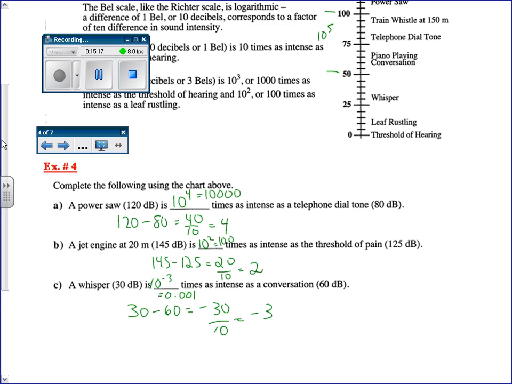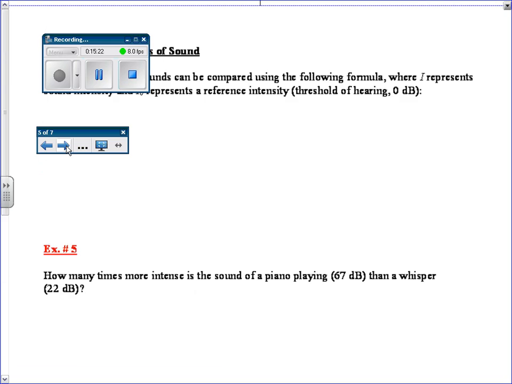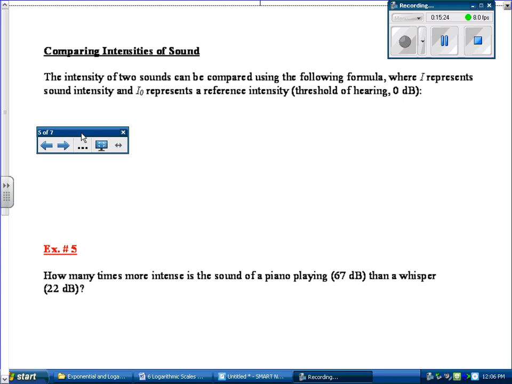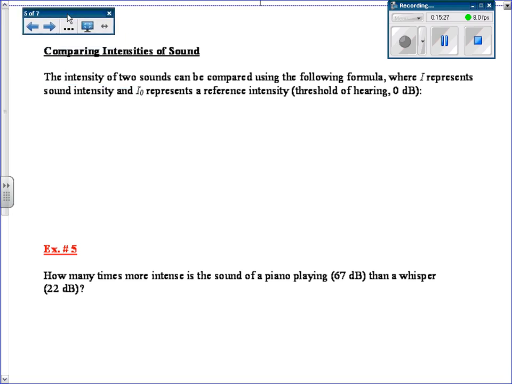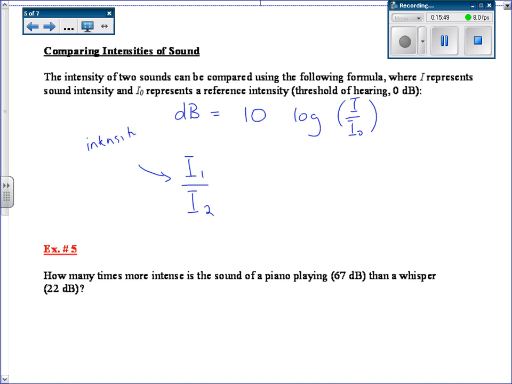So we want to be able to compare differences in levels of sound when we don't have nice clean multiples of 10. And so we end up using a very similar formula to the earthquake one, because what we start with is that decibels is equal to 10 times log of whatever intensity versus the intensity at the threshold of hearing, which is I0. So we can convert this to something that compares intensity. So this is intensity of 1 compared to 2.